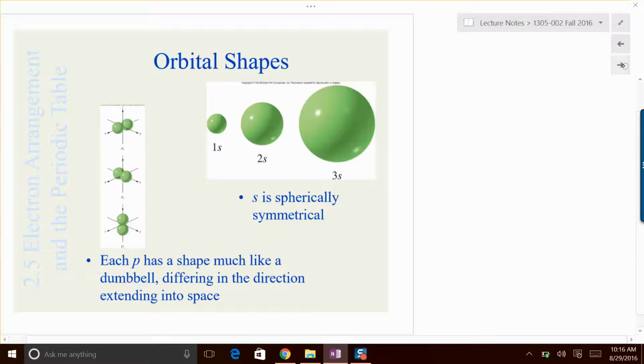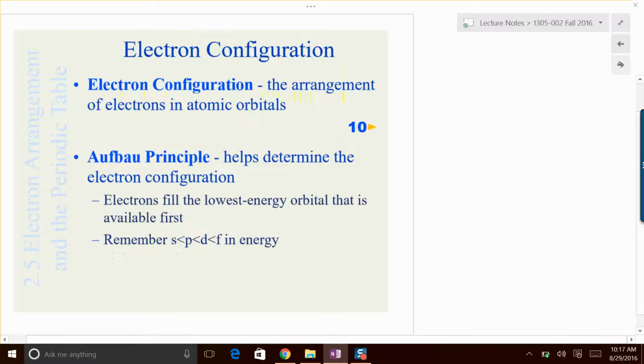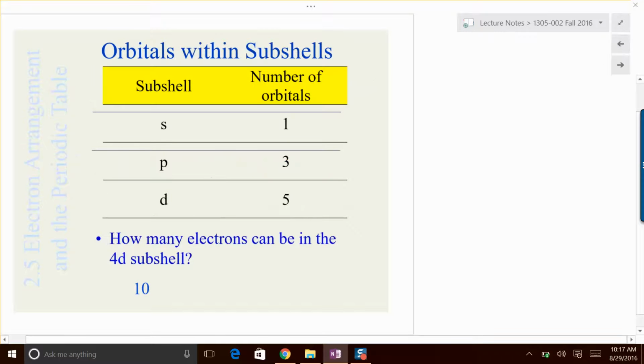I don't know if they show it. Do they show it? They don't show it because it's way crazier. The D's are just a mess, and the F's are just really crazy. Okay? But that's the idea with those orbitals. That's how those orbitals are used.